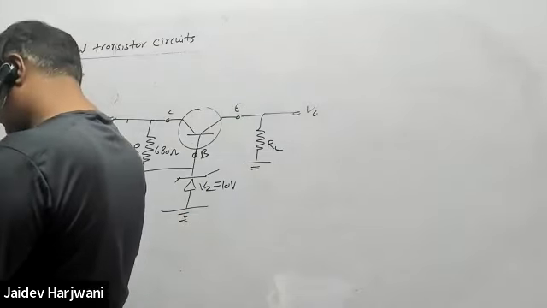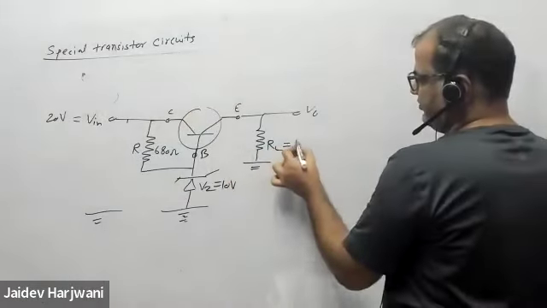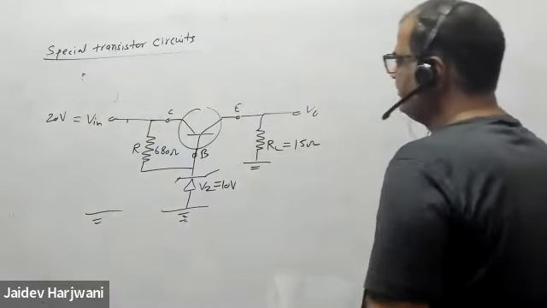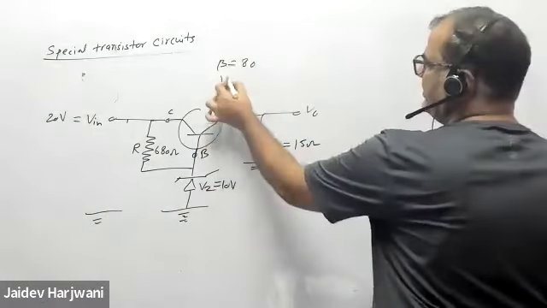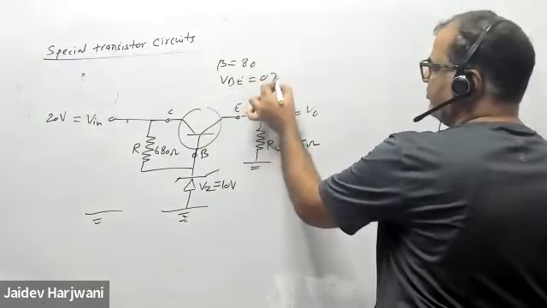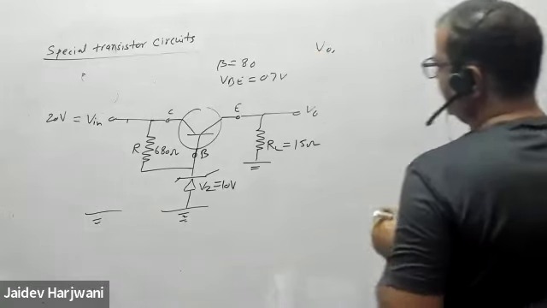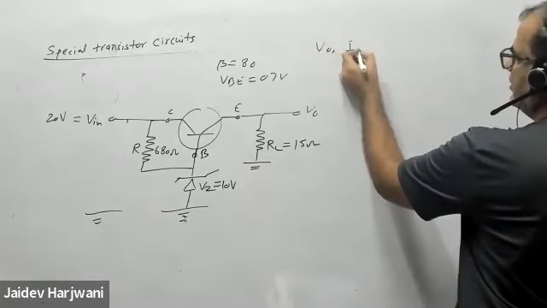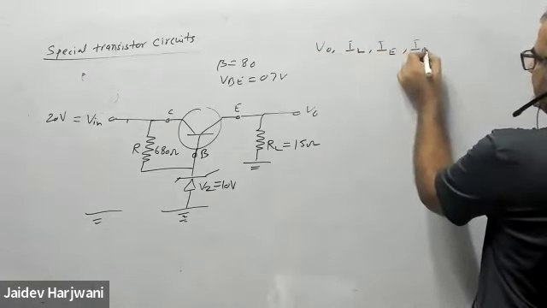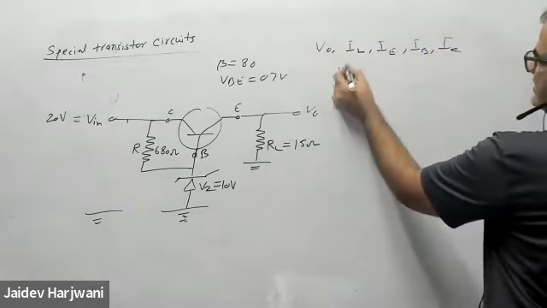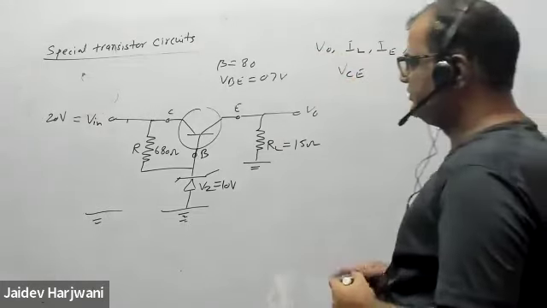The load is 15 ohm. Beta is 80. VBE is 0.7 volt. You have to find out V0, the load current, IE, the ammeter current, IB, IC, and VCE. Whatever things you can find, you have to calculate. All of these things you have to calculate.